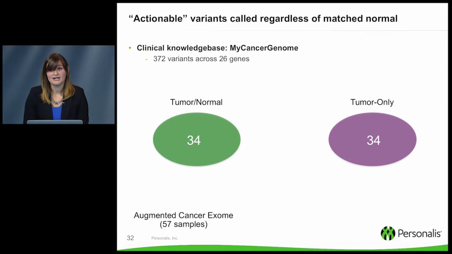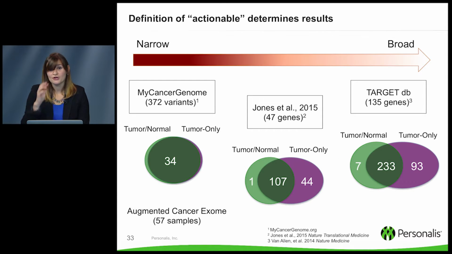And when we created a Venn diagram of these variants, we see that there was a complete overlap. So the tumor-only analysis did not identify any extra or possibly germline actionable variants in this case. Since this was in contrast with previous findings, we hypothesized that these results may be sensitive to the set of variants considered actionable. As we all know, there is a spectrum of what can be defined as actionable. MyCancerGenome variants lie on the narrow end of this actionability spectrum.